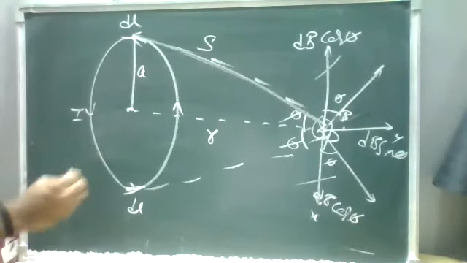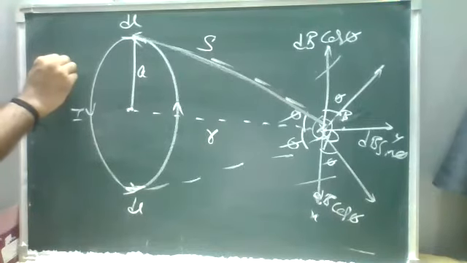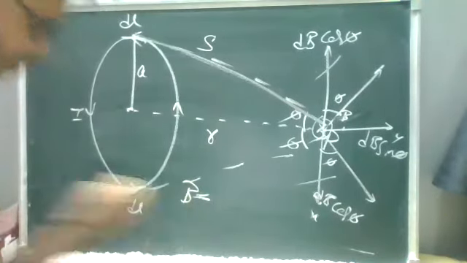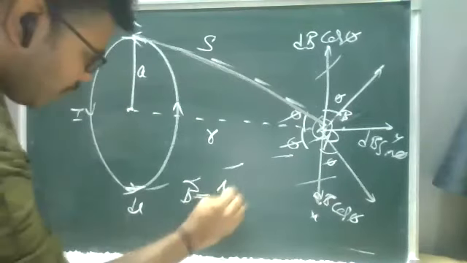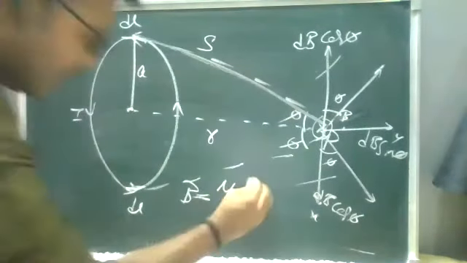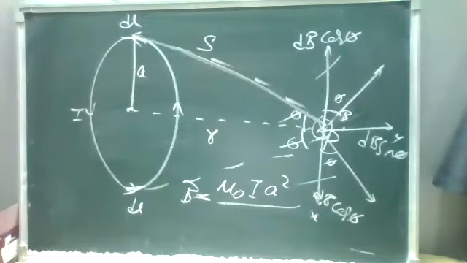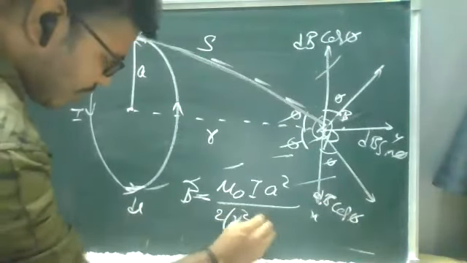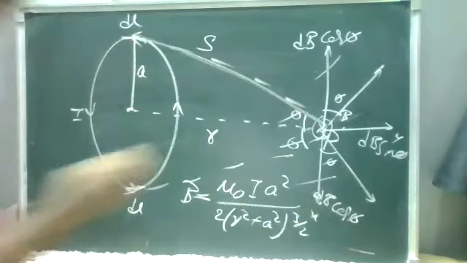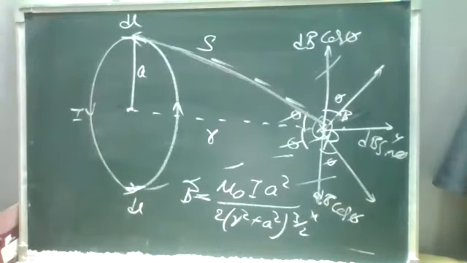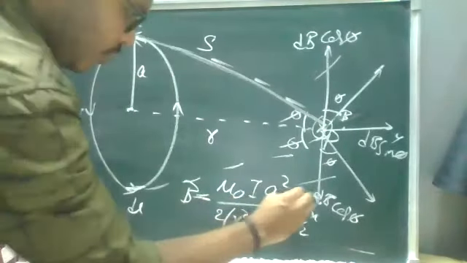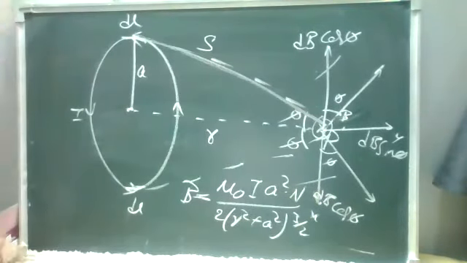B is equal to mu naught I A square by 2 into R square plus A square whole power 3 by 2. If there are n number of turns, then it will be multiplied by n.